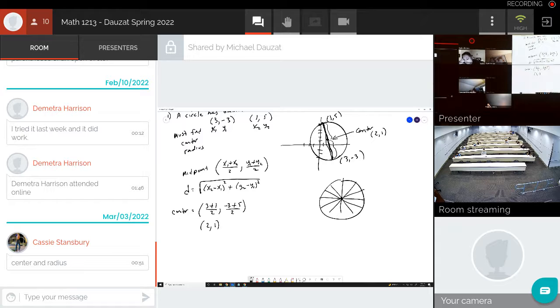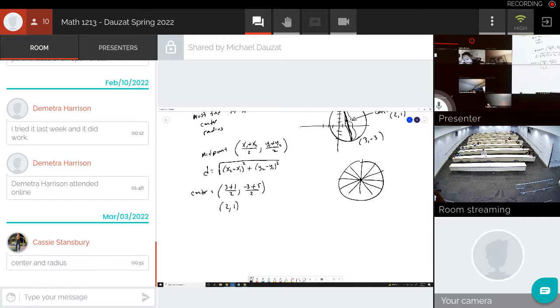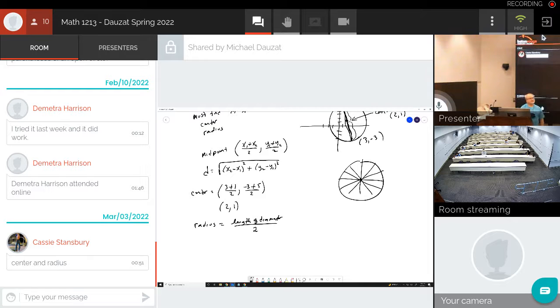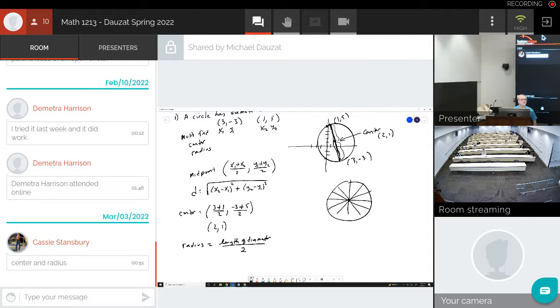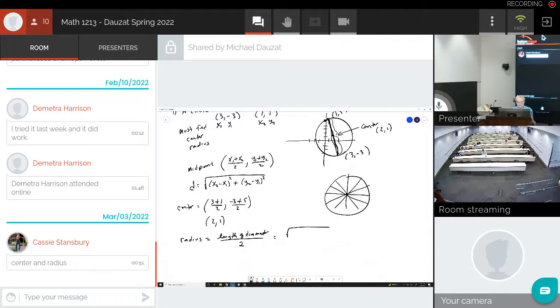All right, you understand? So let's go ahead and find the length of the diameter. So the radius is going to equal the length of the diameter divided by what number? 2. All I've got to do is find the length of the diameter. How do you find the length of a segment? Using what formula? The distance formula. And so you know your x1, y1, and you know your x2, y2. So let's go ahead and find the length of the diameter.